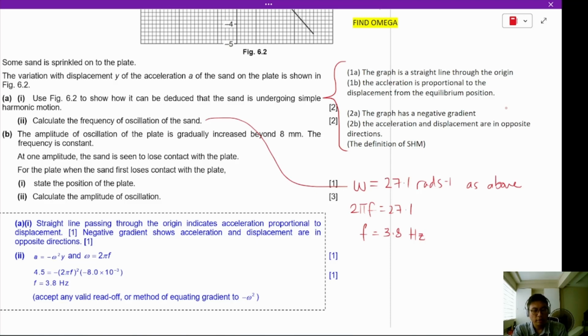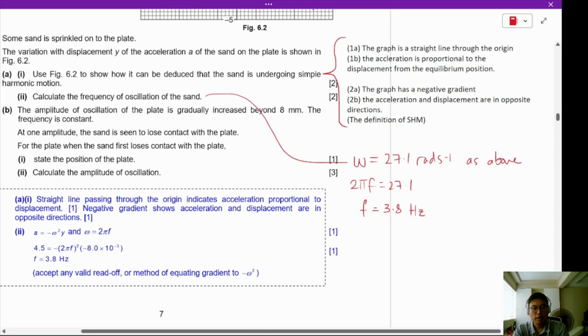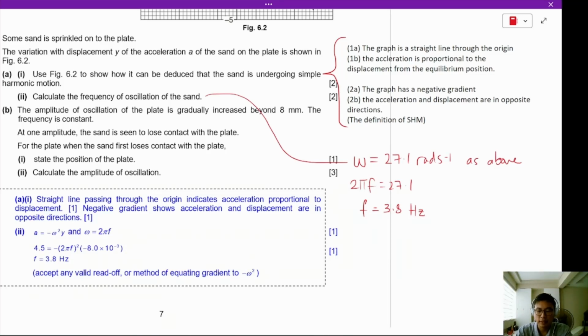Okay, now let's take a look at B part 1. The amplitude of oscillation is increased beyond 8 mm. At one amplitude, the sand is going to lose contact with the plate. Where is the plate and what is the amplitude when the sand loses contact? I'm so sorry, I just realized that I made a mistake over here. The omega is not 27.1, it's 23.7 over here. Right, so this is 23.7 radians per second, and the frequency is 3.8. Okay, let's go back to part B.